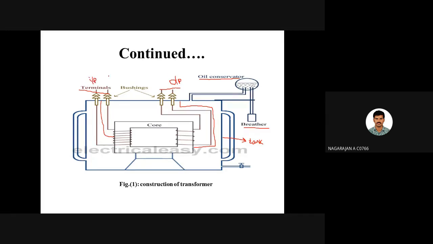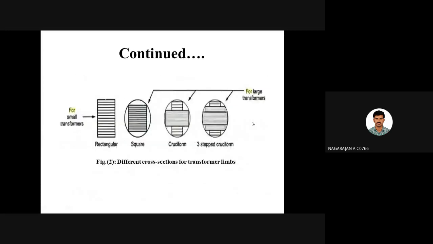Other than that, there are several parts. They are used for the proper function of a transformer. These parts, other than core and winding, are used to improve the efficiency of a transformer. Okay, let us see one by one.